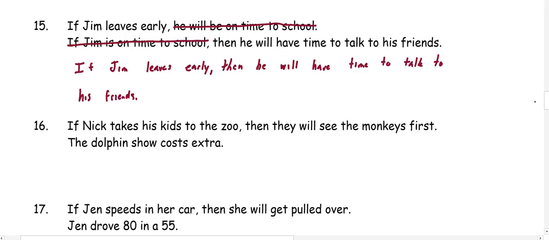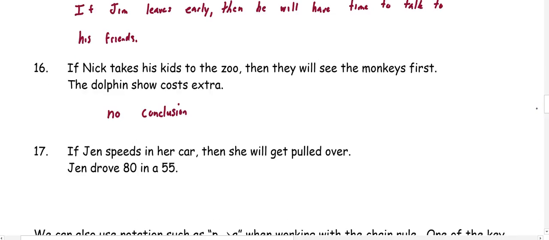Number 16, if Nick takes the kids to the zoo, they will see the monkeys first. The dolphin show costs extra. We're not really sure how those two things combine, so this would be no conclusion. If Jen speeds in her car, then she will get pulled over. Jen drove 80 in a 55, which means she was speeding because she was going faster than the speed limit. So we can conclude that Jen will get pulled over.